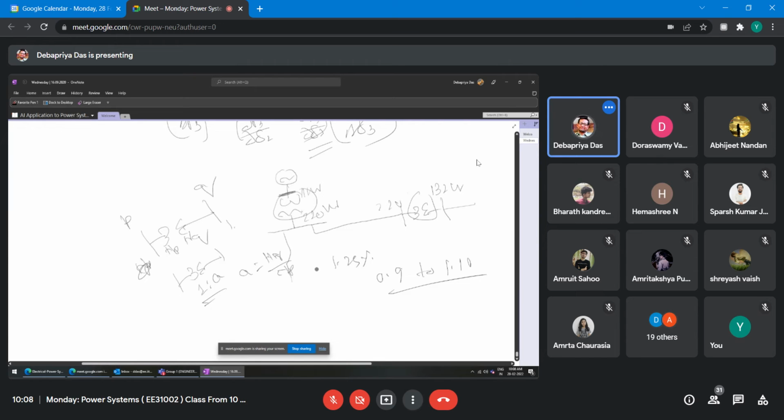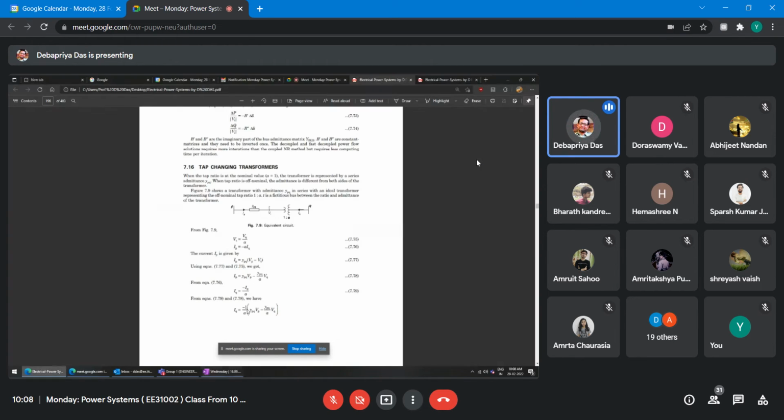Noise is coming. So the question is that in a step of 1.25%, you can increase the voltage. Suppose the voltage is low, so you can change the tap setting. An online tap changer is also there, and offline is also there. Accordingly, you can change your tap setting such that the voltage can be raised. So every transformer has a tap.